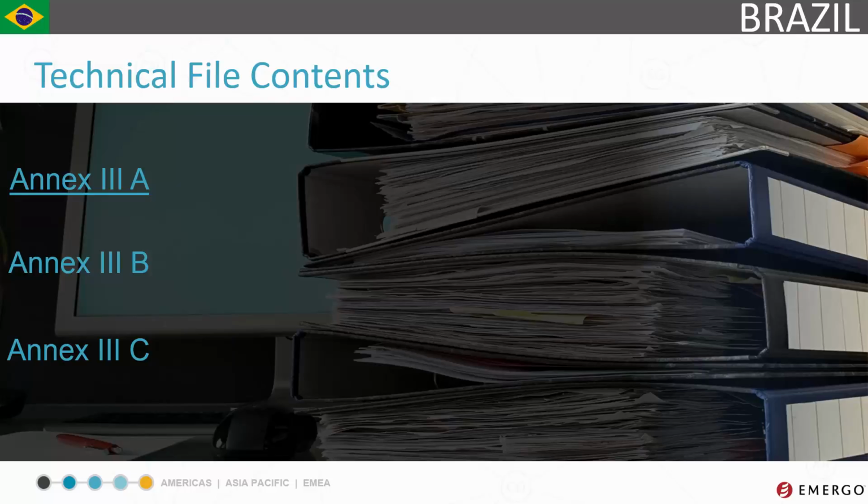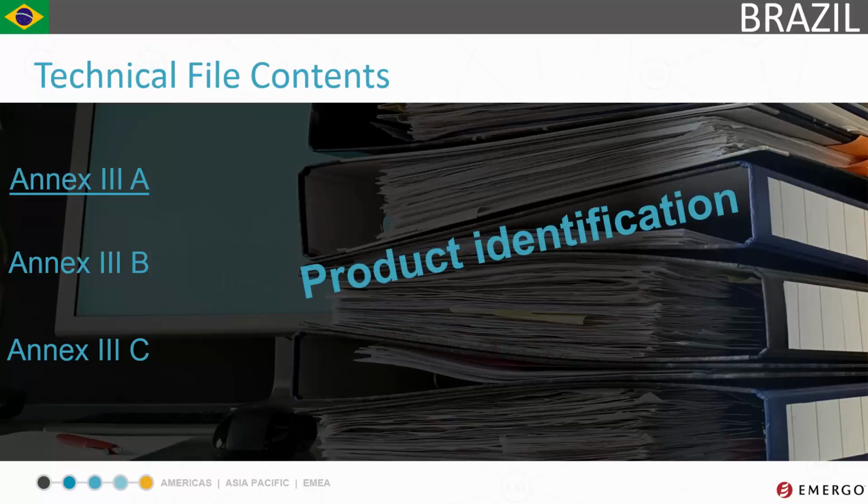Annex 3A includes administrative information such as the identification process being requested. Data about the manufacturer such as name, address, etc. go here as well. Annex 3A also includes the data on the product identification such as its name, classification, and origin.